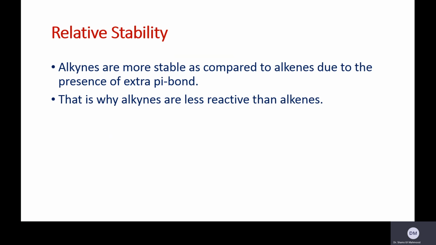After nomenclature, move to stability. Alkynes are more stable as compared to alkenes due to the presence of an extra pi bond. We know that in the alkyne we have 1 sigma bond and 2 pi bonds, and in alkene there is 1 sigma bond and 1 pi bond. So the extra pi bond makes it more stable. That's why alkynes are less reactive than alkenes. And we have some thermodynamic data that shows that alkynes are less reactive than the alkenes.